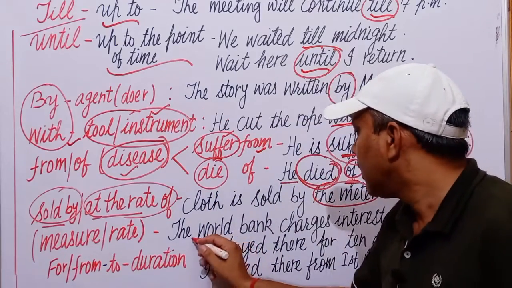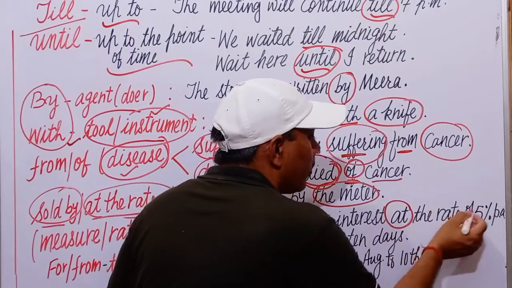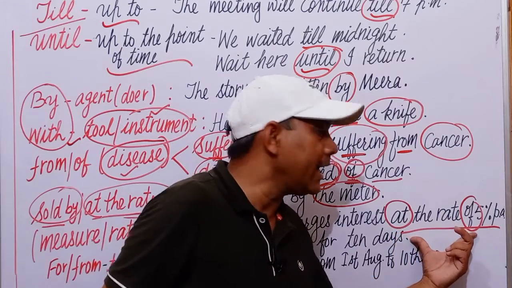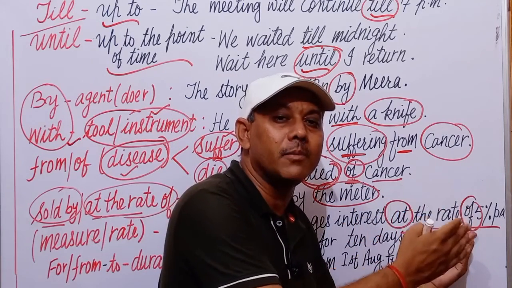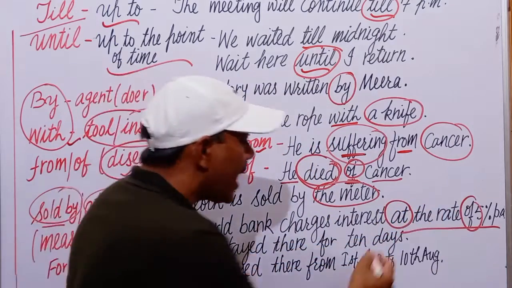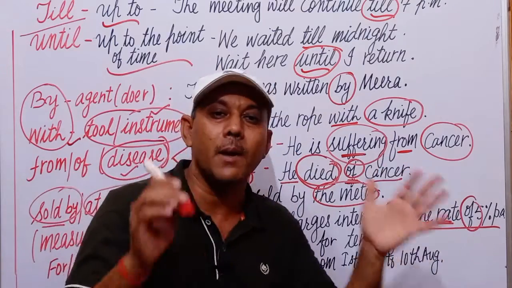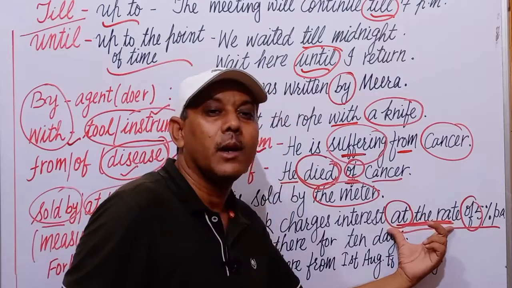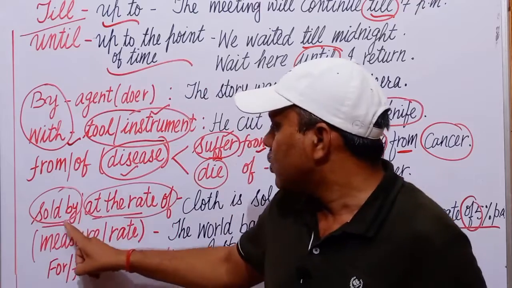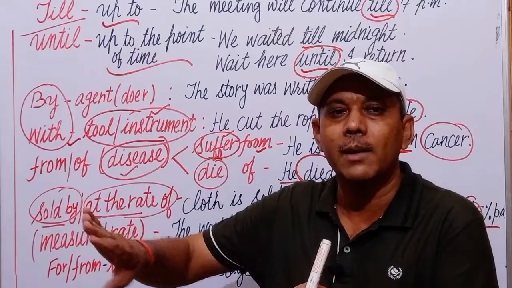For example, the World Bank charges interest at the rate of. This is a phrase, at the rate of 5% per annum. This is a phrase and this is the part of this sentence. At the rate of. At the rate of. अगर आपको इस तरीके की प्रैक्टिस आप करेंगे तो कभी भी preposition से रिलेटेड इस सेंटेंस में आपसे गलती नहीं होगी. Sold by the unit और at the rate of, आगे हम रेट बता देंगे.